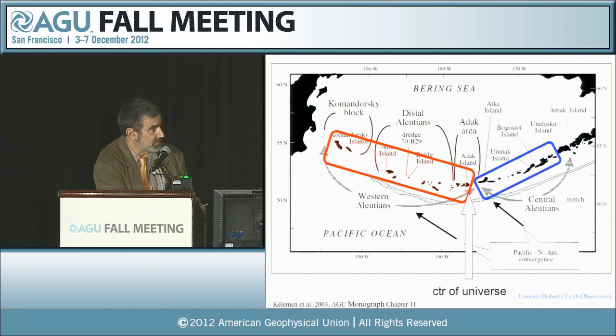Okay, so first going to the Aleutians and reminding you that there's some parochialism in the Aleutians. What we call the central Aleutian or oceanic Aleutian arc over on the right here is a little bit geochemically different from what we call the western Aleutians on the left.